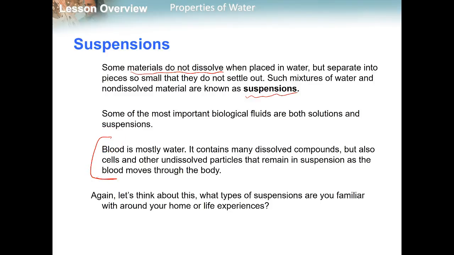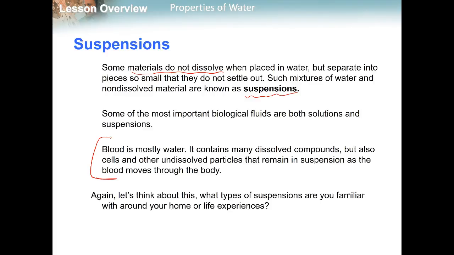Blood is made mostly of water. It does contain many dissolved compounds like carbon dioxide and oxygen that happen to be in there, but it also contains undissolved particles like platelets and, oh, my mind just went blank. Platelets and other little clotting factors that happen to be inside of the blood.